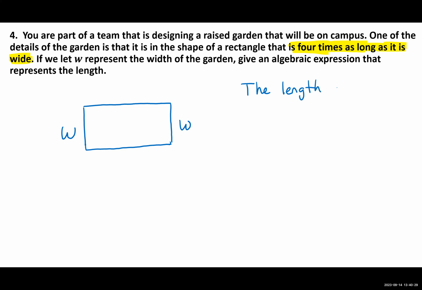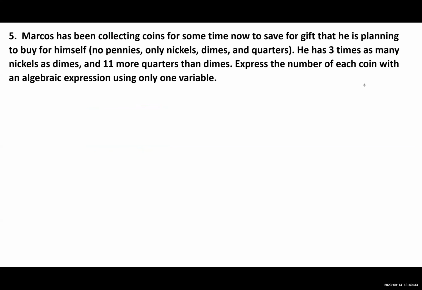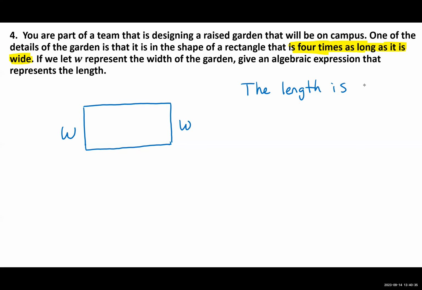The length of the rectangle is, sorry, I keep going to the next problem. The length is 4 times the width. So if the width is W and the length is 4 times the width, then our algebraic expression for length will be 4W.